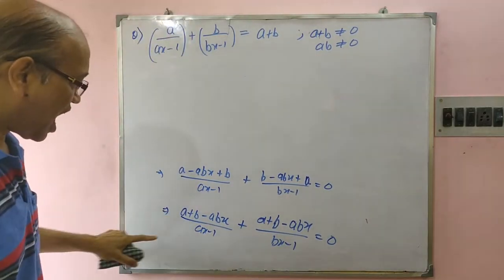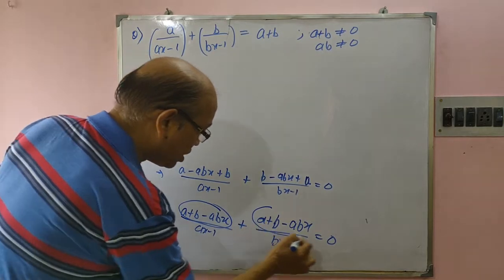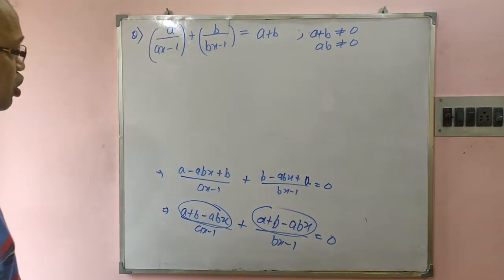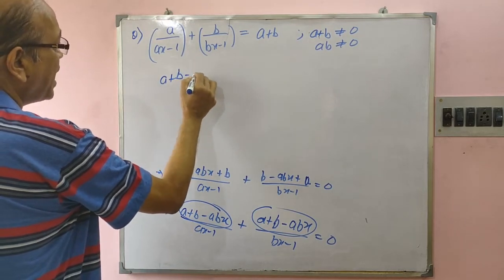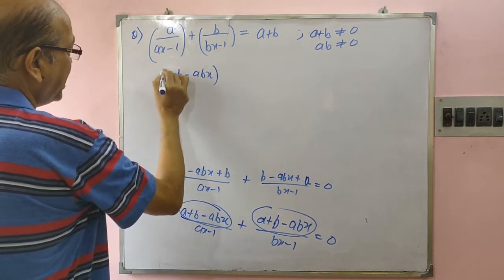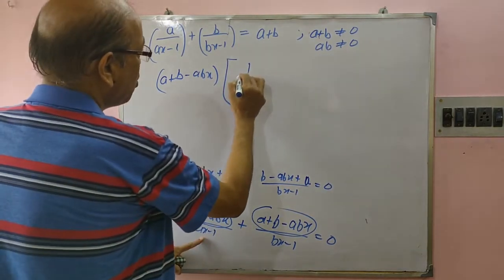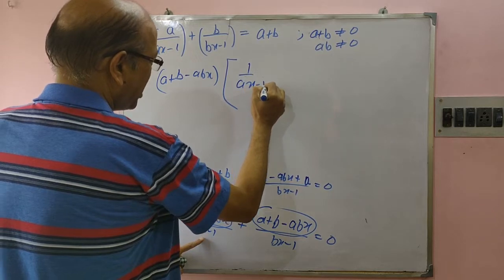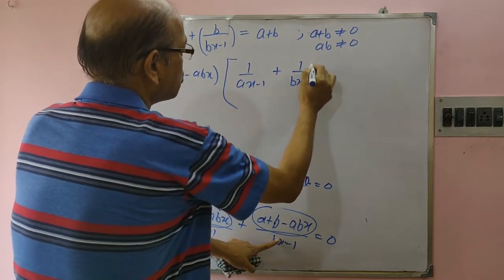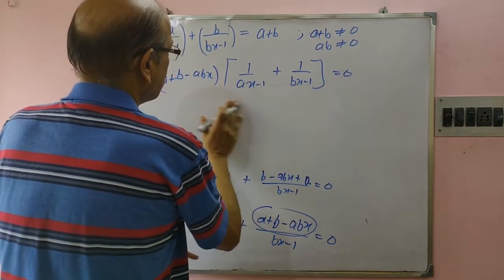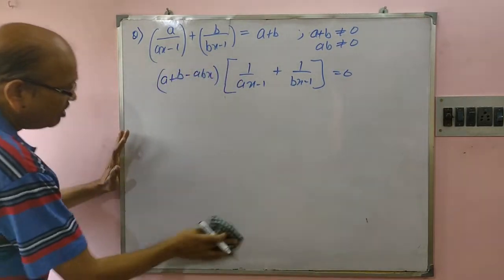Now from here I see that this whole term is the same, it is common, so I take out the common term a + b − abx. So what is left? 1/(ax − 1) plus 1/(bx − 1) is equal to 0. Is it clear till here?